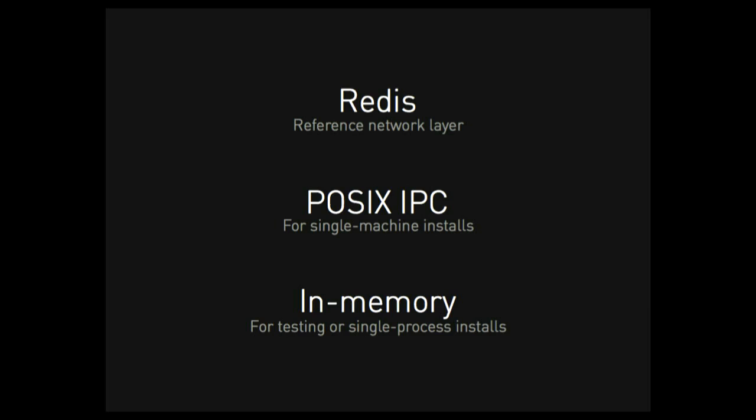As for what that transport is, there are currently three of them. There is the reference network layer, which is Redis-based. There are many reasons for Redis; I can go into them at length if you come and ask me. We are looking at trying to get a RabbitMQ/AMQP one, but AMQP is not designed for low latency, let's say. It's not designed for high throughput either.